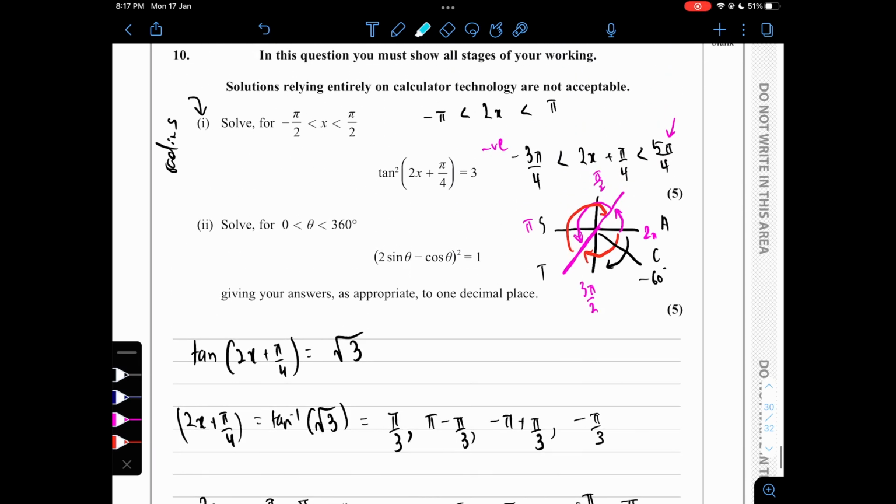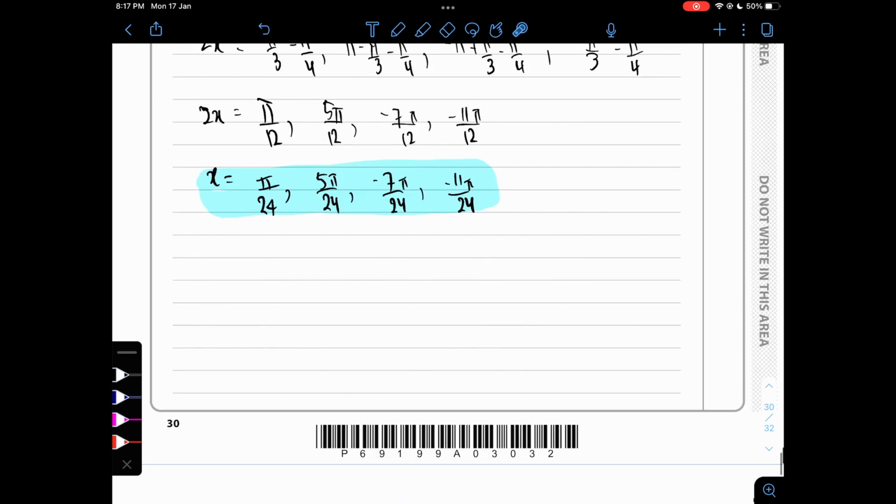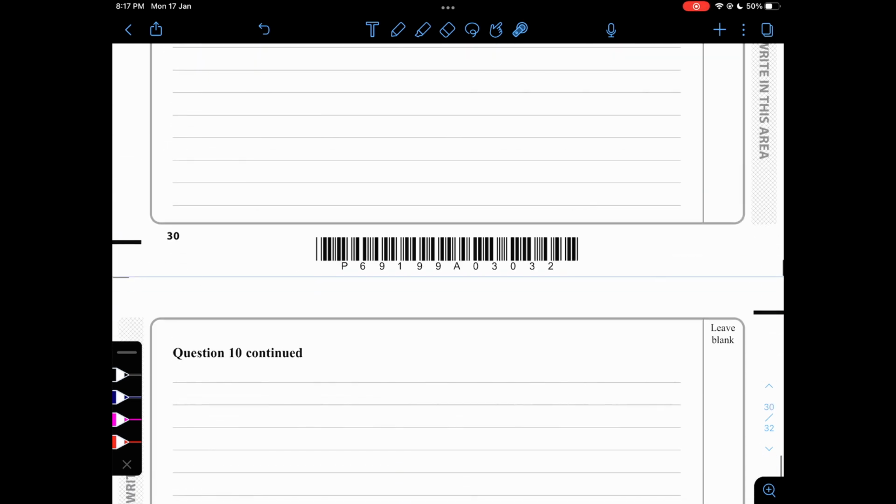Let's go on. Let's look at this. So solve for theta greater than 0 less than 360, (2 sine theta minus cos theta) whole squared equals 1. So let's do that. So let's just do it here. So we have part II. We have (2 sine theta minus cos theta) whole squared equals 1.